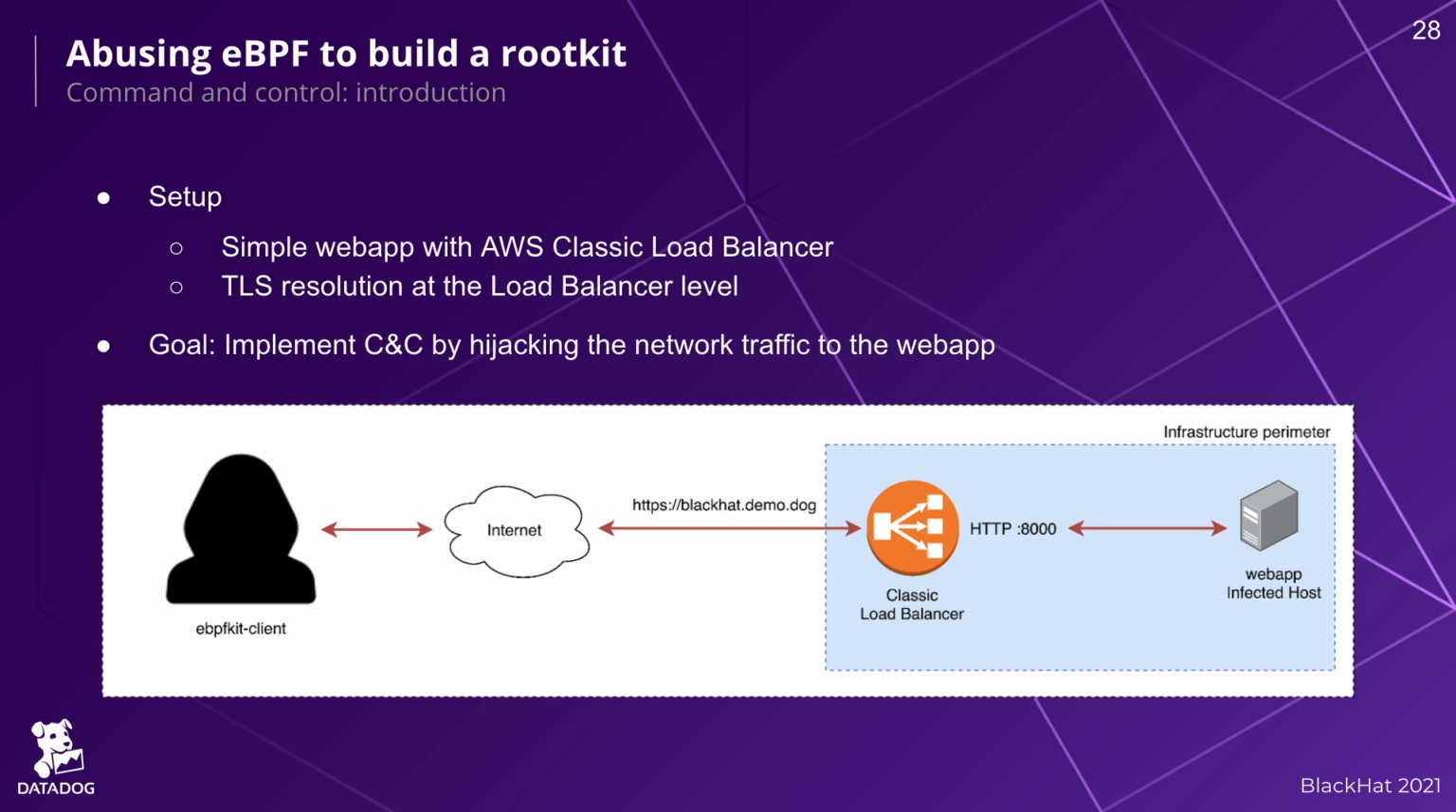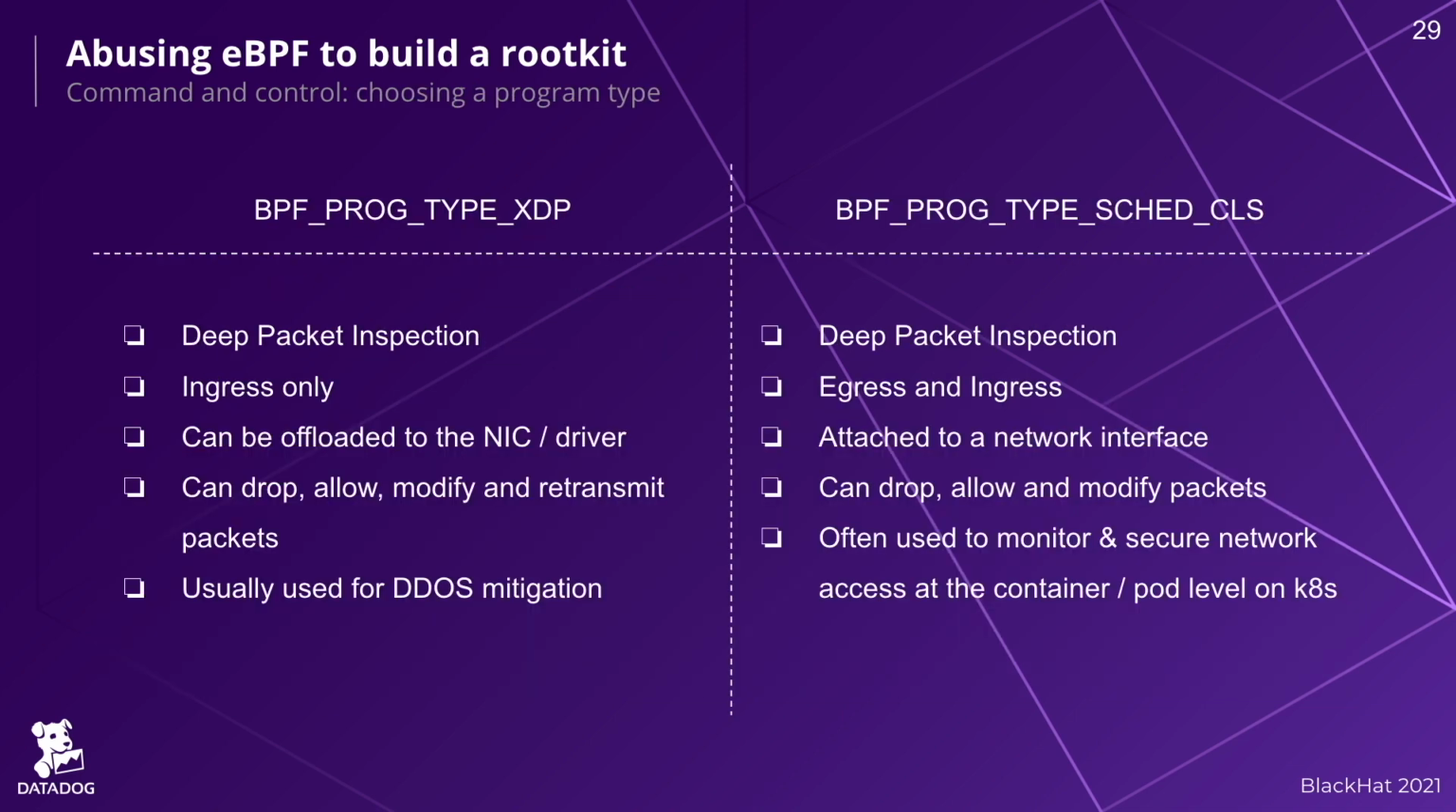First, we need to figure out which eBPF program type we're going to use in order to implement this feature. Although eBPF provides a lot of options to choose from, we decided to go with two different eBPF program types: XDP programs and traffic control classifiers. Both of those program types are usually used for deep packet inspection. While XDP works on ingress, TC works on both ingress and egress traffic.